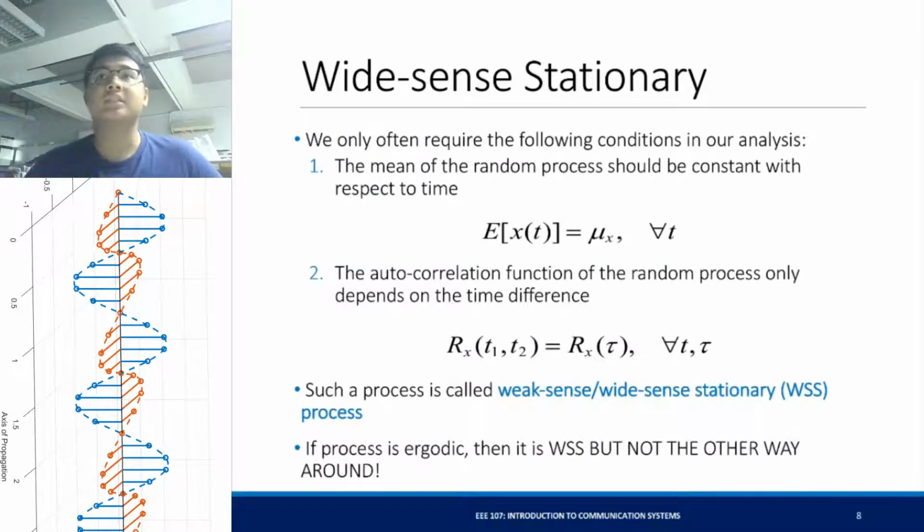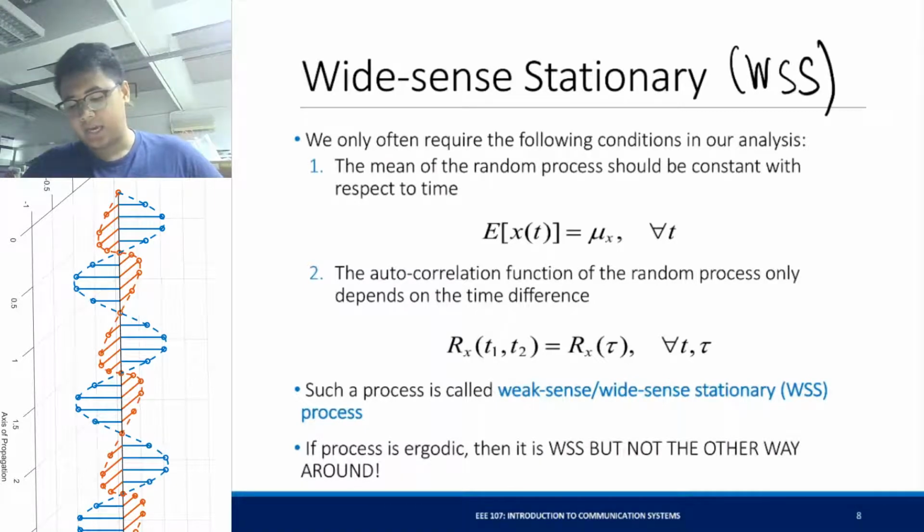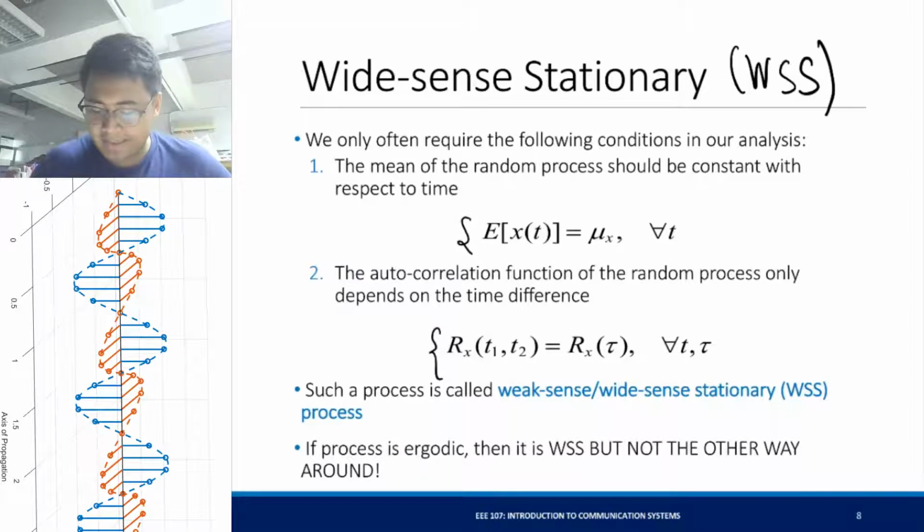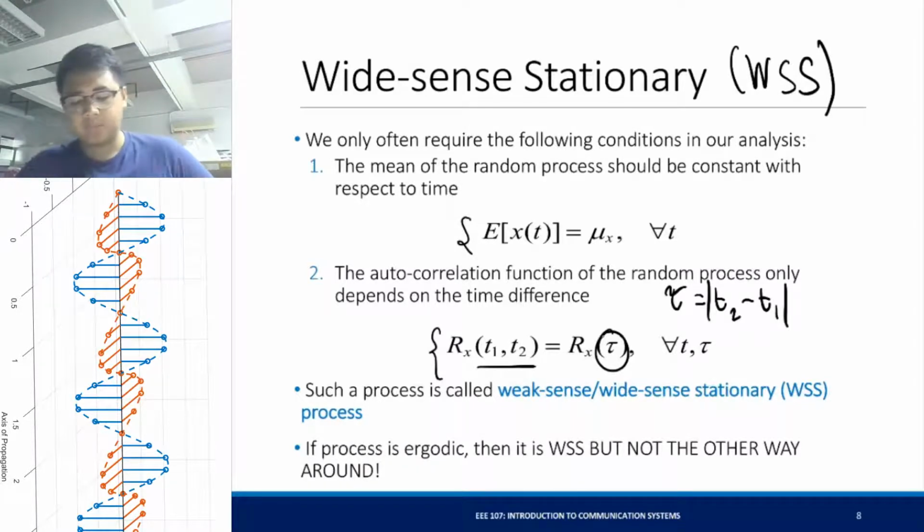The process in most real-world applications is stationary in the wide sense, or WSS. That means only the mean does not change with time, and the autocorrelation function only depends on the time difference of your snapshots. Any random process that satisfies these two conditions is called a weak sense or wide sense stationary process. If you have an ergodic process, it follows that it is wide sense stationary, but not the other way around. So a wide sense stationary process can be not ergodic. Most practical random signals are wide sense stationary.